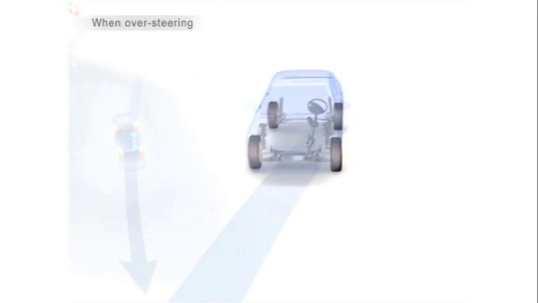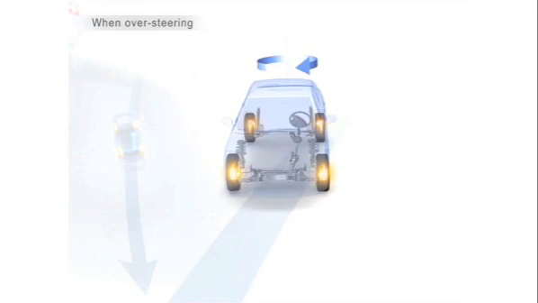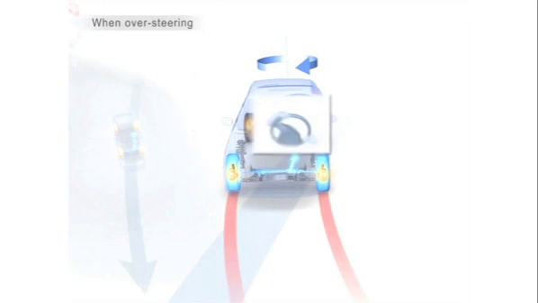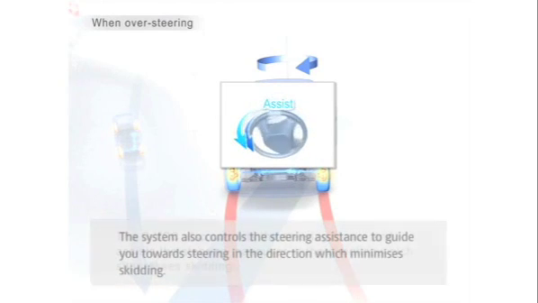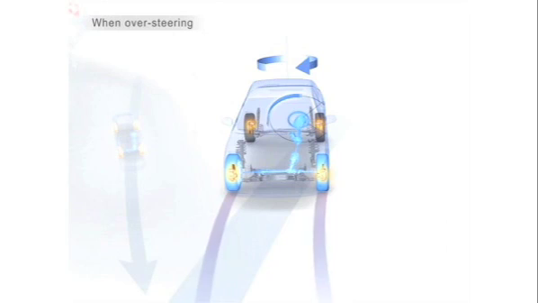In milliseconds, it can work towards heading off a side slip or spin using the brakes and the engine to control your car's wheels. SVSC works in cornering situations similar to the way that traction control does under acceleration, working with the ABS and traction control hardware to help offset potential understeering or oversteering situations. It also controls the steering assistance to guide you towards steering in the direction which minimizes skidding.